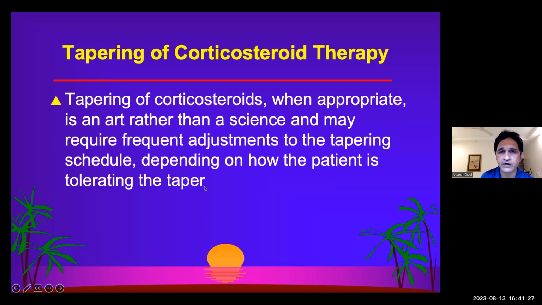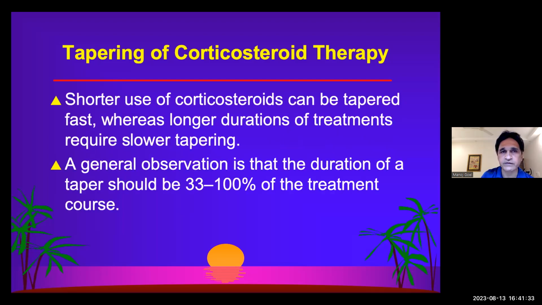And your clinical acumen decides how to do tapering in patients who have received corticosteroid for a long period of time. For example, shorter use of corticosteroids can be tapered fast, whereas longer duration of treatment requires slower tapering. A general observation is that the duration of taper should be 33 to 100% of the treatment course.